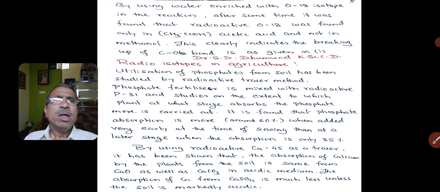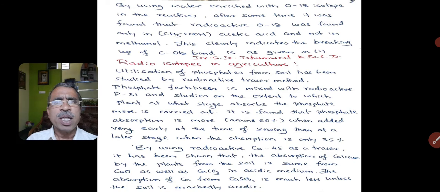By using water enriched with oxygen 18 isotope in the reaction, after some time it was found that radioactive oxygen 18 was found only in acetic acid and not in methanol. This clearly indicates that the breaking up of the CO bond is as given in the first case. So this is how one can use the radioisotope tracer technique to identify the reaction mechanism.